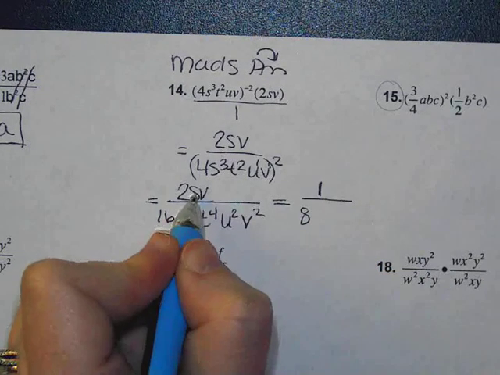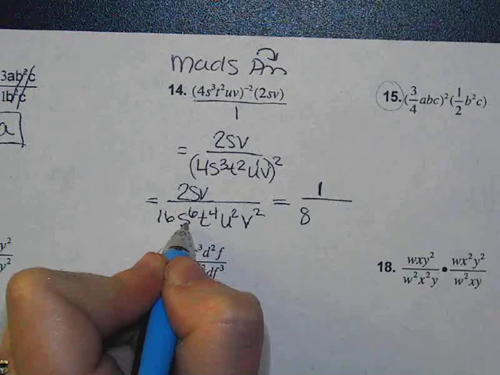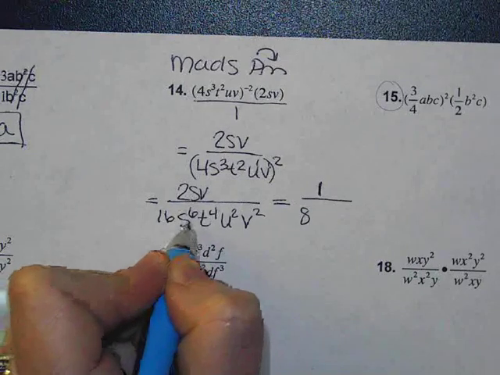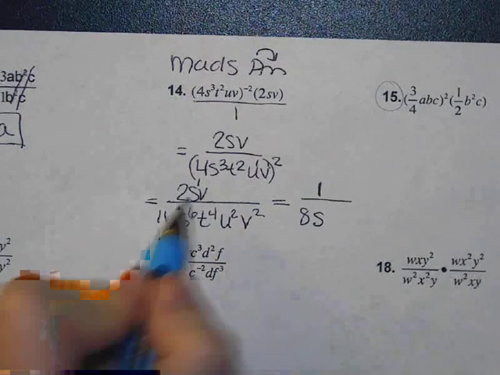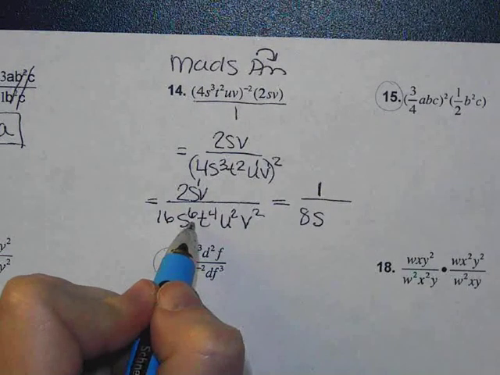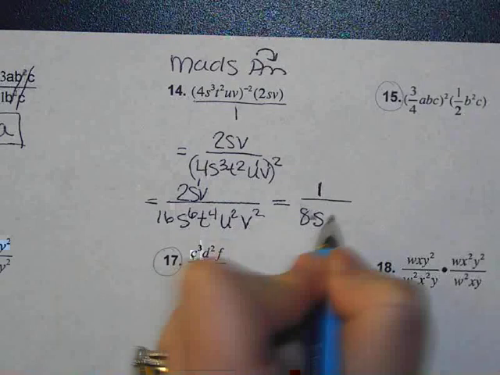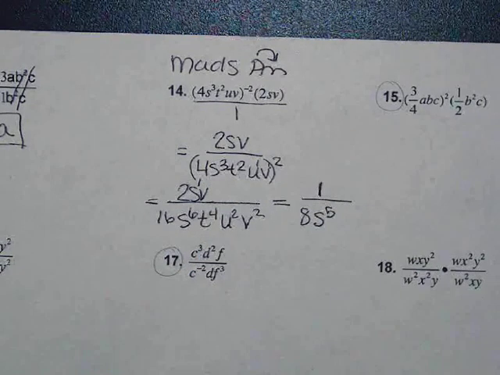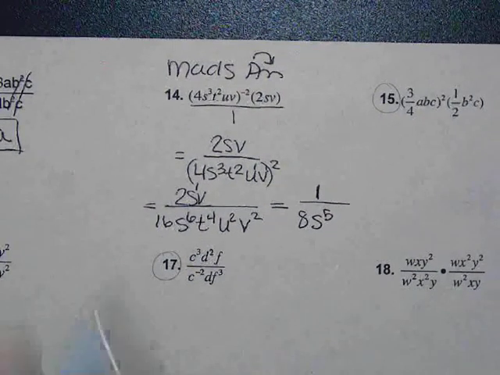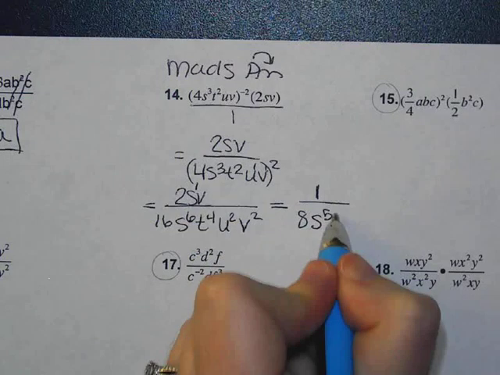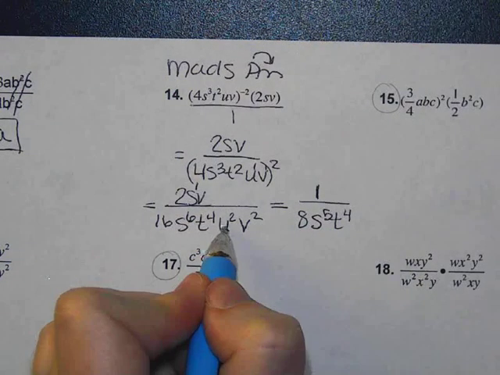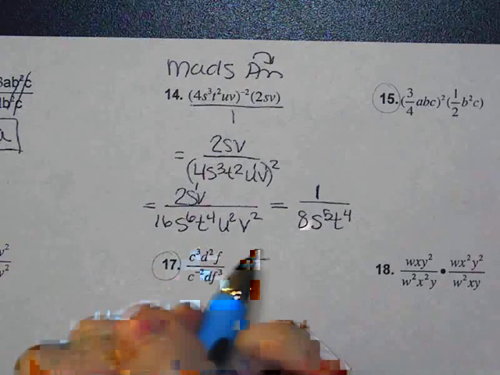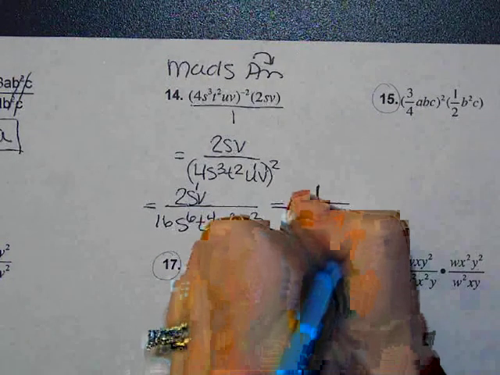We have an s on top, but we have 6 s's on bottom. So I look, okay, I have more s's on bottom, which means my answer is going to be on the bottom. And I think, okay, if this is s to the first, and I have 6 s's on bottom, that means I have 5 more s's on the bottom. So I would write s to the 5th. T has nothing to combine with, so it stays where it's at. U has nothing to combine with, so it stays where it's at as u squared.